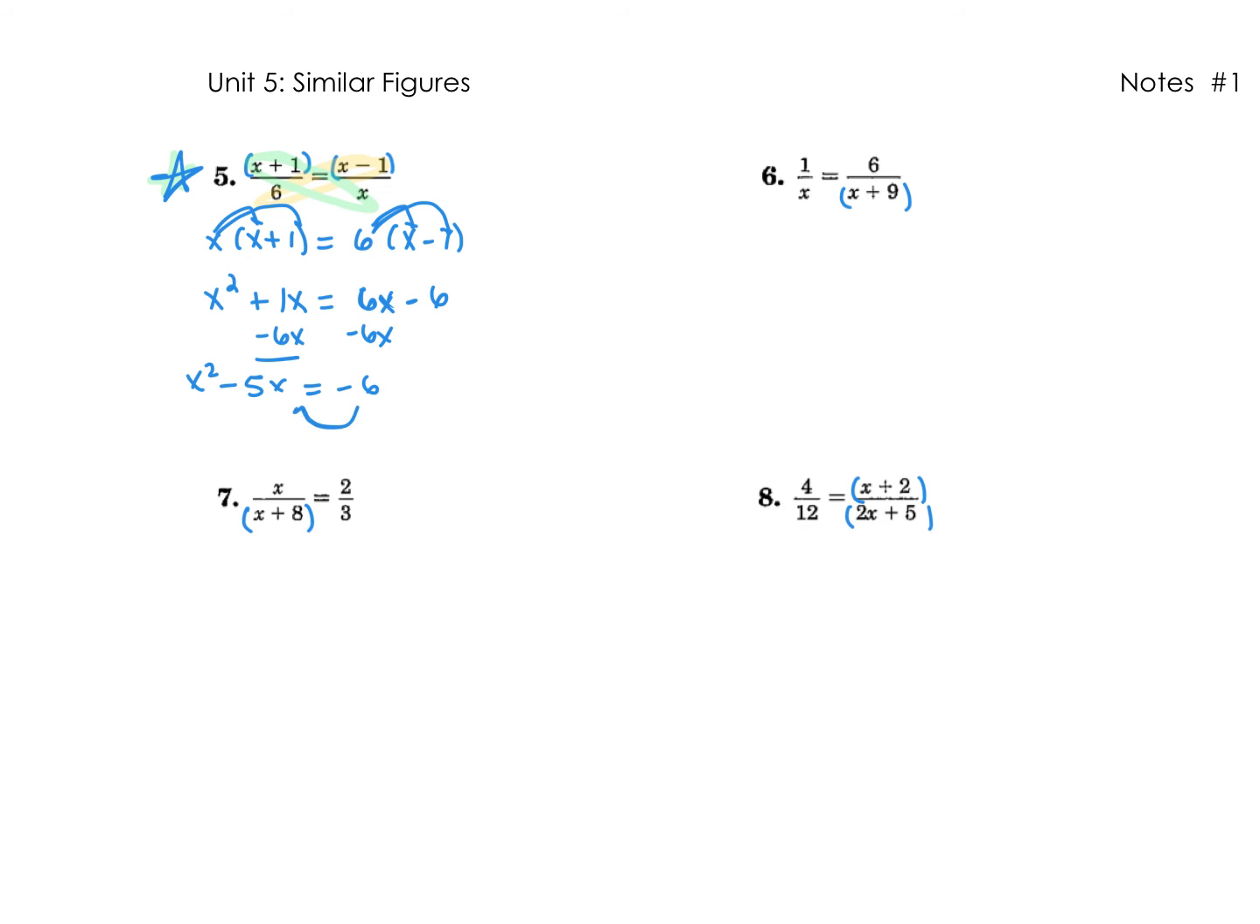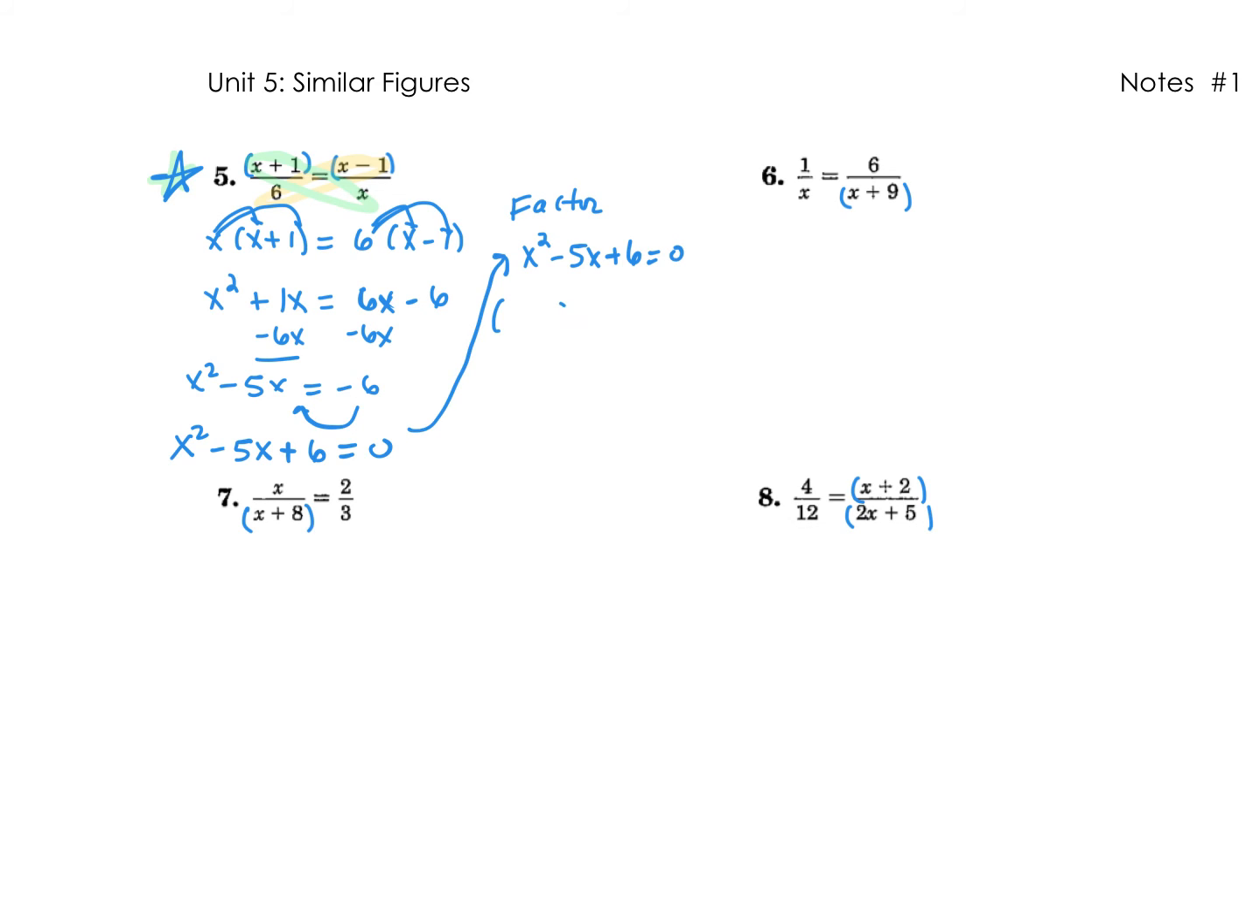And then I have to add that 6 to the other side. So it becomes x squared minus 5x plus 6 equals 0. All right, this is what makes this tricky. So depending on what you covered in Algebra 1, and I know last year was kind of a funky year as far as learning goes, you may not remember how to solve this quadratic equation by factoring.